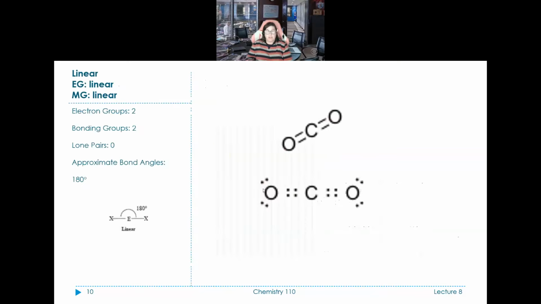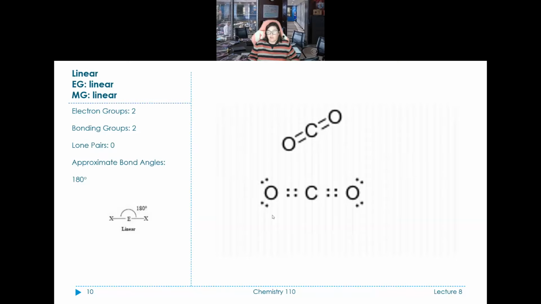So we're going to talk about linear. This is an electron geometry of linear, molecular geometry linear. Number of electron groups is 2. Number of bonding groups is 2. Number of lone pairs is 0. The approximate bond angles are 180 degrees.